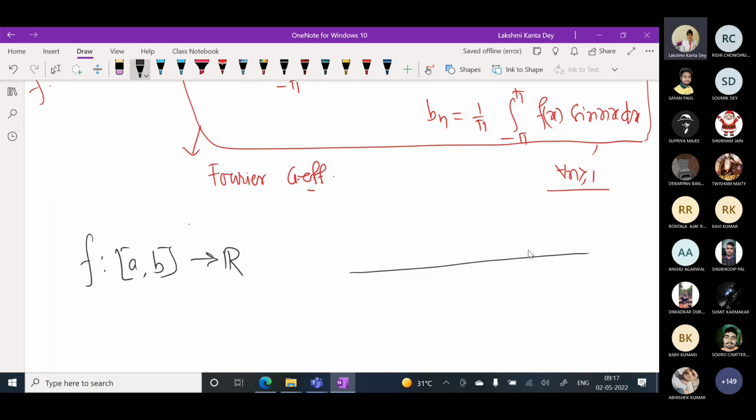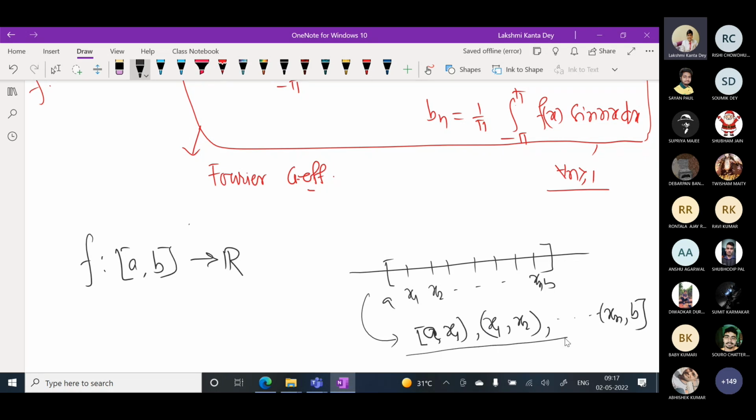Say for example, suppose this is your a comma b. So there may be certain finitely many points, x1, x2, up to xn, where the function is not continuous. Then we can expand the domain in this way. Suppose a comma x1, this is open. Another is x1, x2, this is again open. So I can omit the points like xn open, b closed. So these are the subintervals where the function becomes continuous.